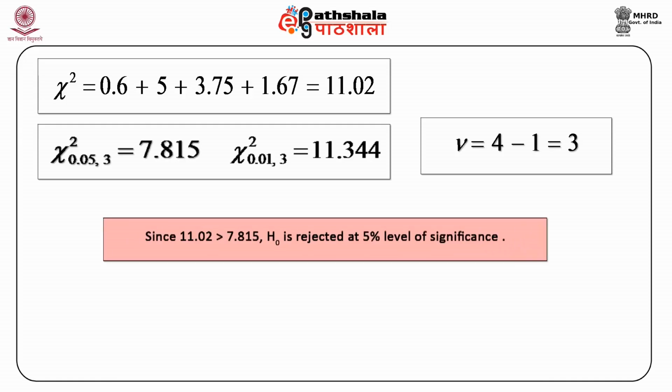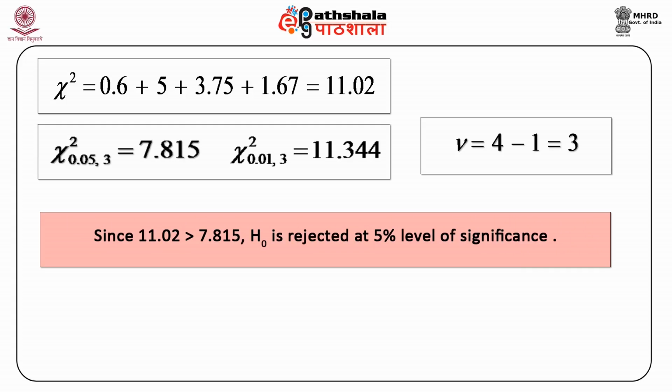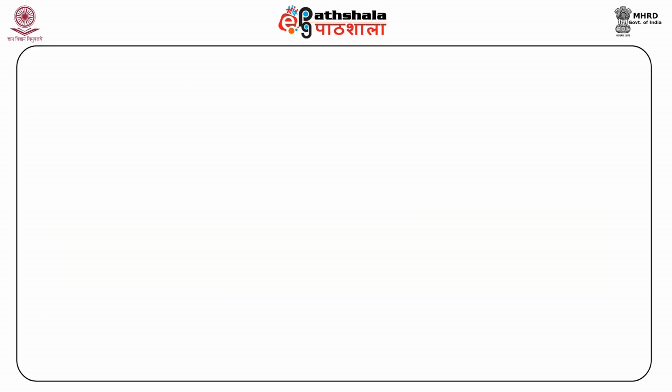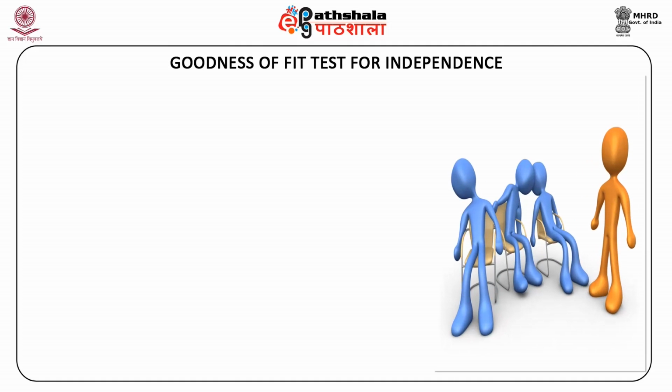Firstly, since 11.02 is greater than 7.815, H0 is rejected at the 5% level of significance. The sample evidence is strongly in favor of H1 and the coins are biased. These coins should not be used in a game of chance. Secondly, since 11.02 is less than 11.344, we do not reject H0 at the alpha level 0.01 and the coins may be used.